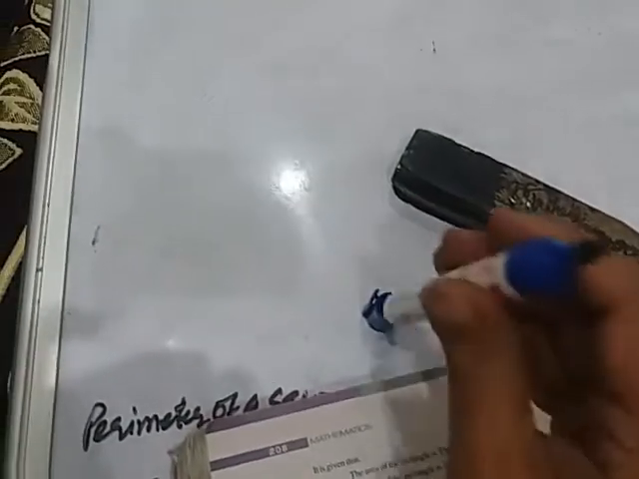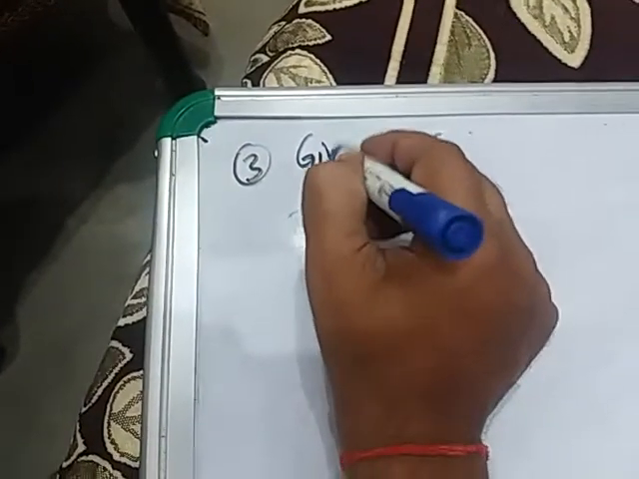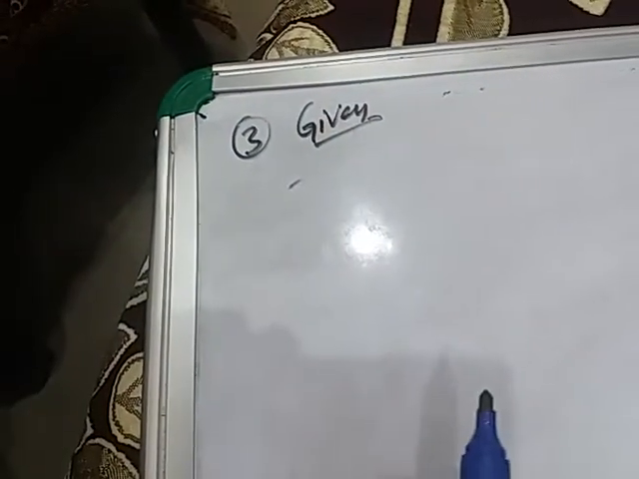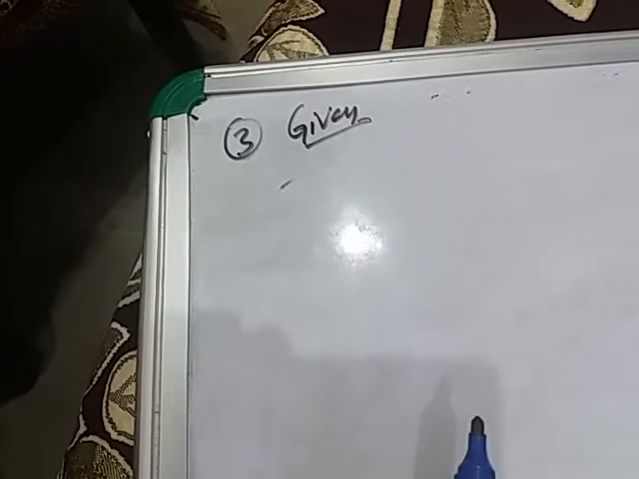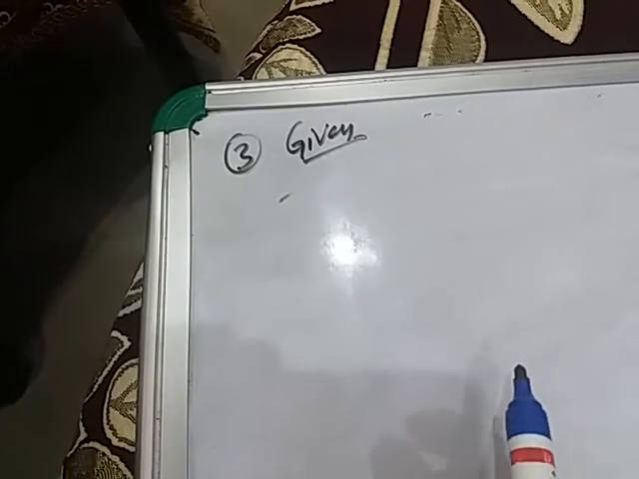Let us see. Find the breadth of a rectangular plot of land if its area is 440 square meter and the length is 22 meter. What is this? Question number 3. What is it about? What is given? Find the breadth of a rectangular plot of land.